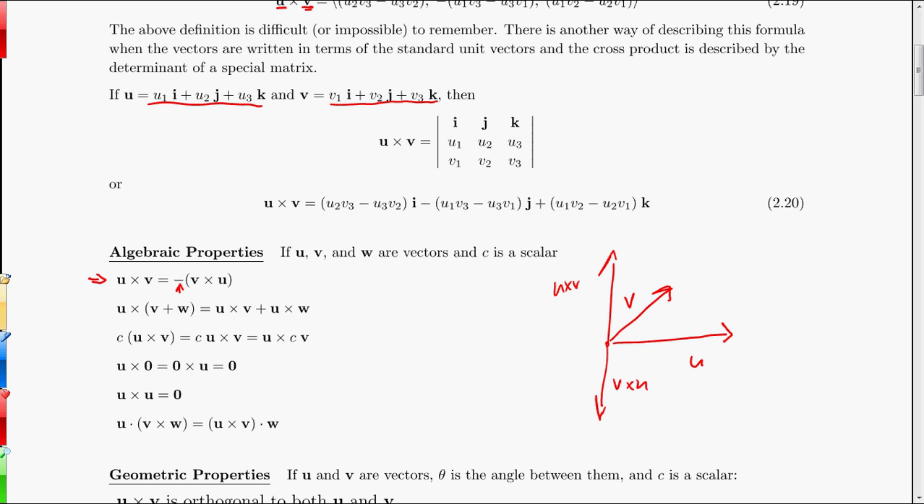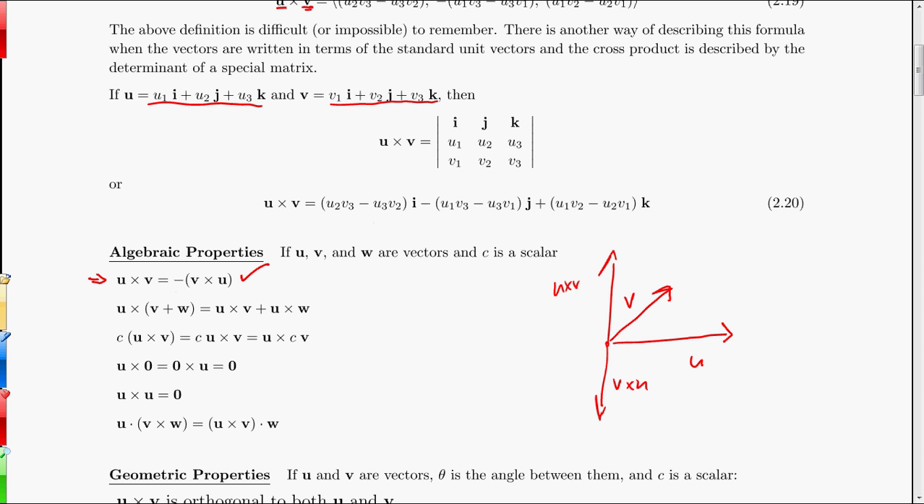And you can sort of tell by this formula here, using the determinant, if you switched U to the third row and V to the second row, it would switch all these minus signs in the opposite direction, and so you get negative V cross U, right? Okay, so we got the first one. Check.